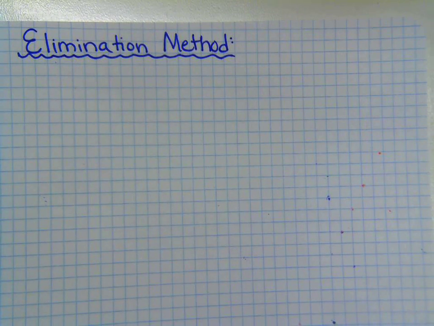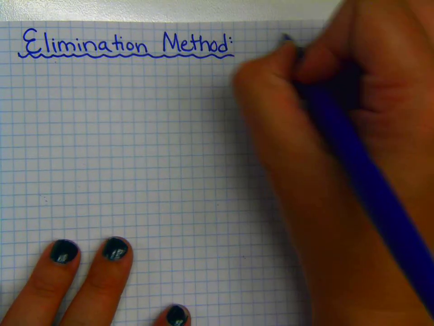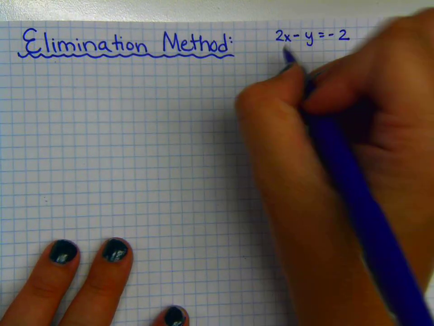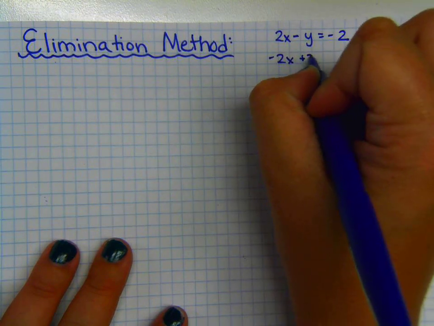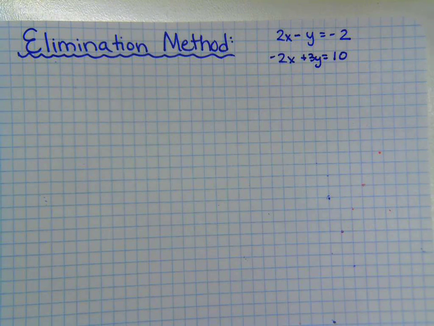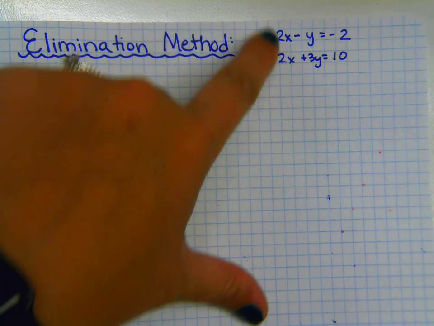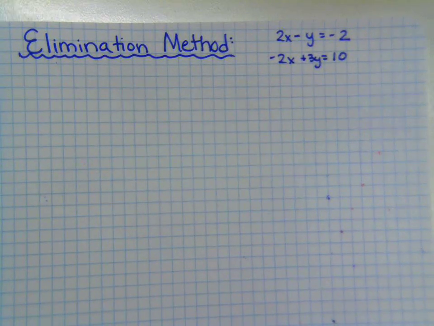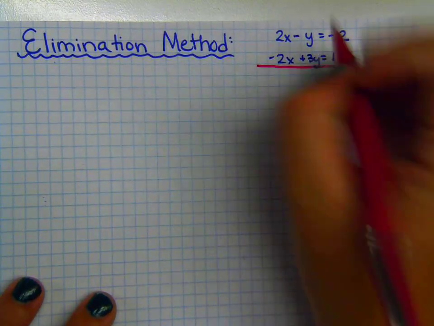So for example, we could have 2x minus y equals negative 2 and negative 2x plus 3y equals 10. Now we don't have any y equals, so we need to solve this another way. With elimination, we add the equations. So looking at this, I have a 2x and a negative 2x. If I add those together, they're going to go away. So I can go like this, and I can add.